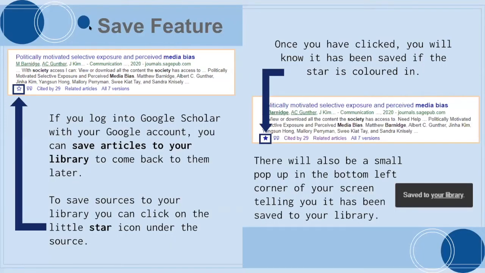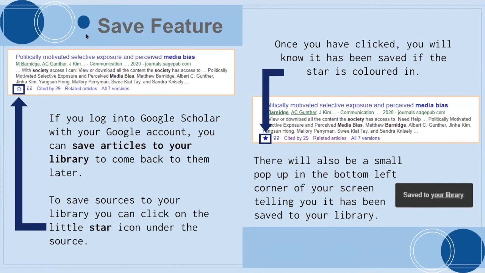Next, the Save feature. If you log into Google Scholar with your Google account, you can save articles to your library to come back to them later. To save sources to your library, you can click on the little star icon under the source. Once you have clicked it, you will know it has been saved if the star is colored in. There will also be a small pop-up in the bottom left corner of your screen telling you it has been saved to your library.